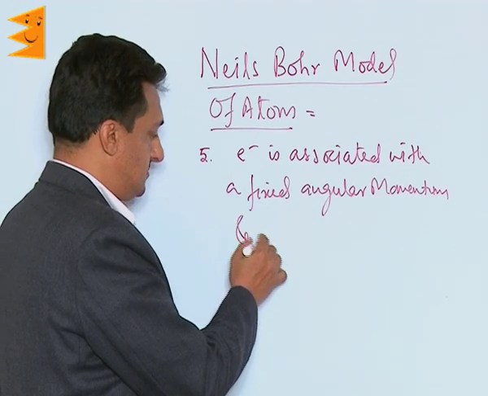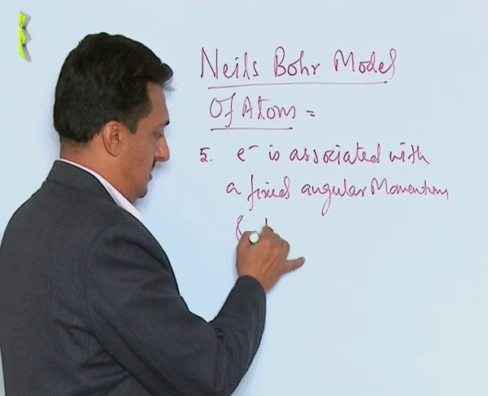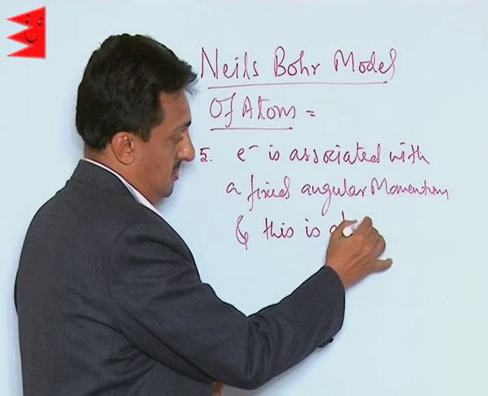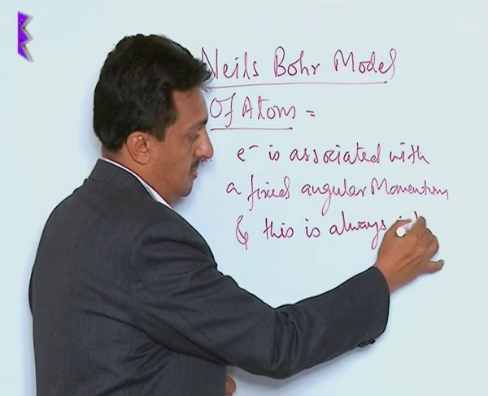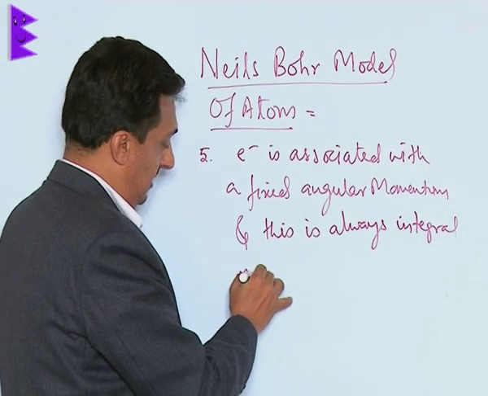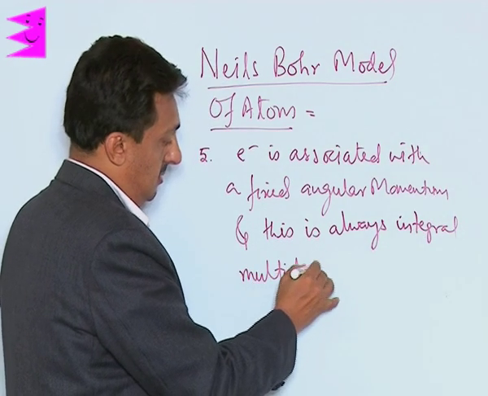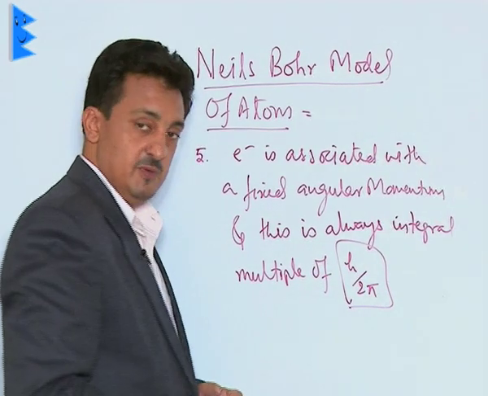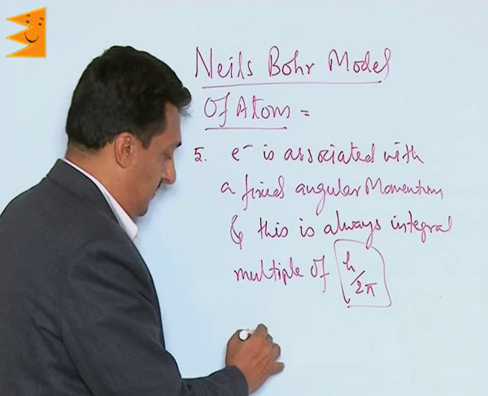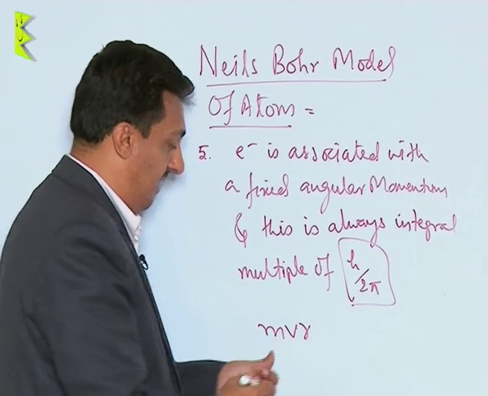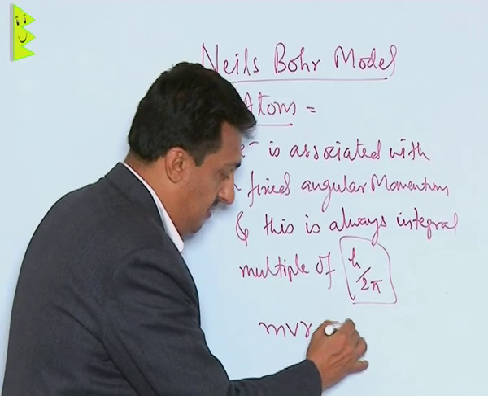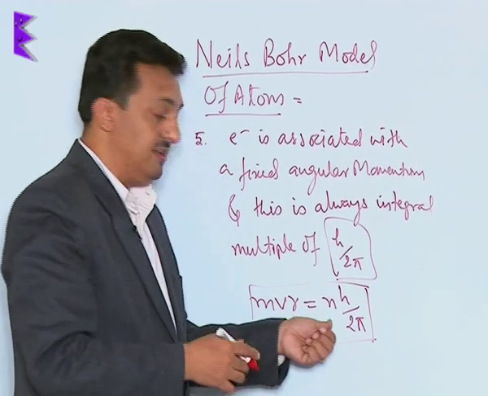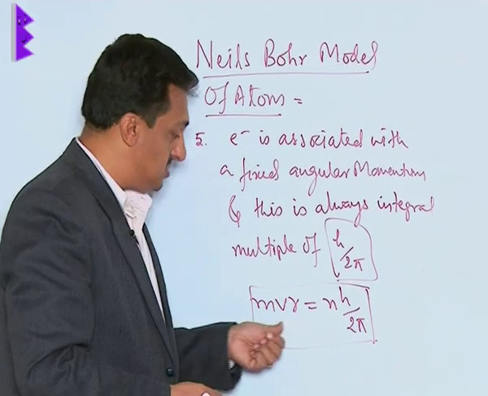and this is always an integral multiple of h over 2 pi value. And we know angular momentum is always mvr, so it will be equal to an integral multiple of h over 2 pi. n is any integral value. So this is what the formula is.